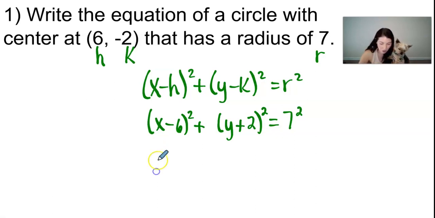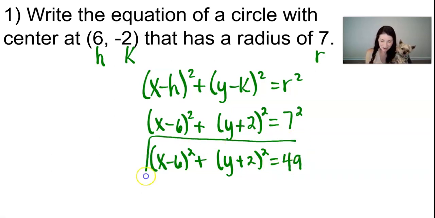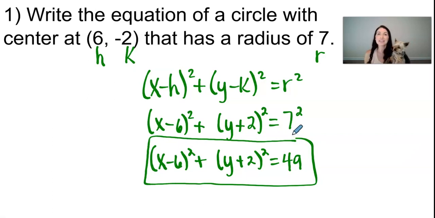Okay, so our final equation would be (x − 6)² + (y + 2)² = and, like Molly said, don't forget to square that radius. It should be 49. And that is how you write the equation of the circle in this problem.